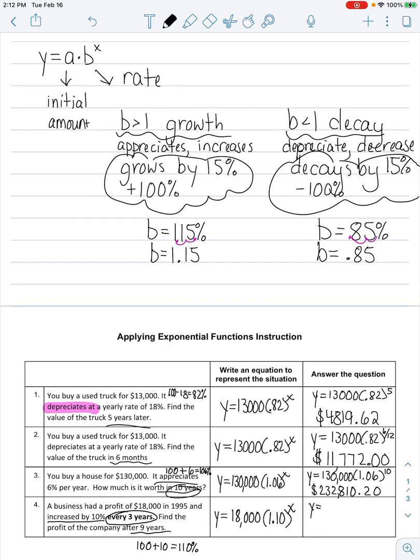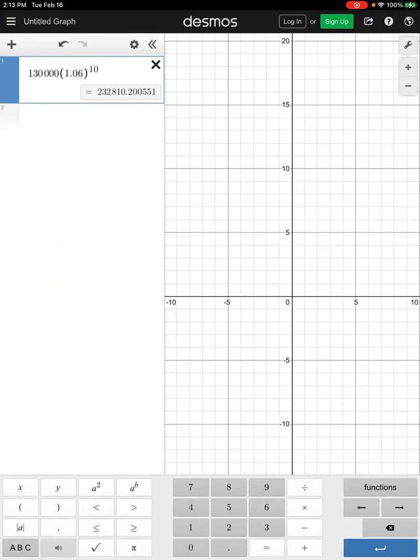So let's write our equation. y equals 18,000 times 1.10. Since it says they make that every 3 years, and they want to know how much they'll make in 9 years, 9 is not your exponent. It's 9 divided by 3 because it's every 3 years. Well, 9 divided by 3 is 3, but I want to show you how to start off with that fractional exponent. So let's type that in our calculator.